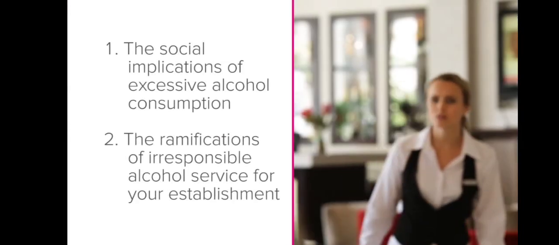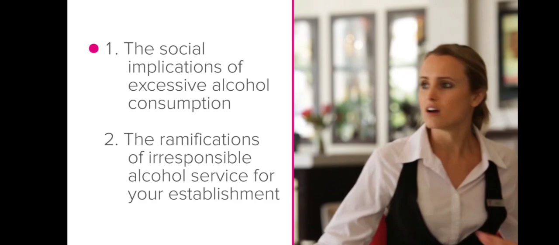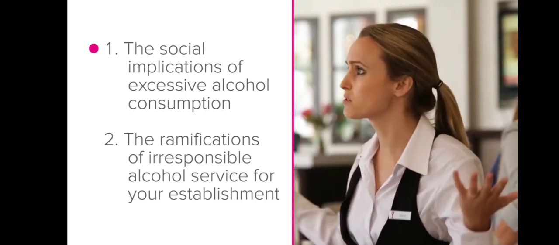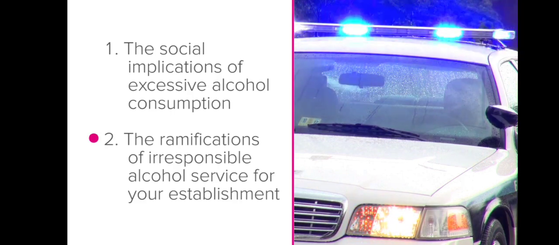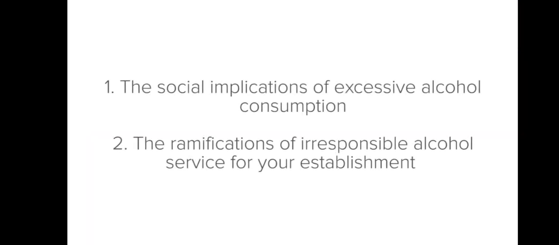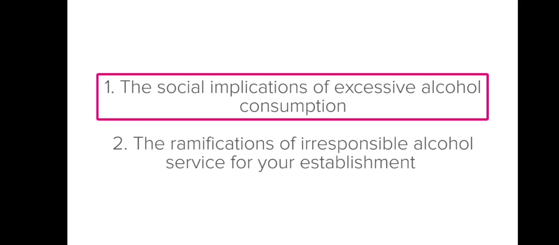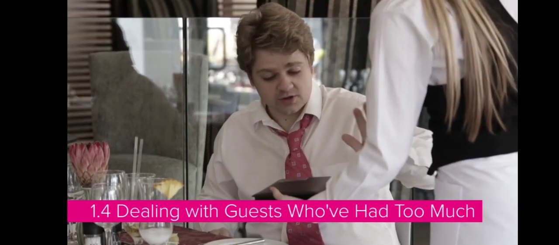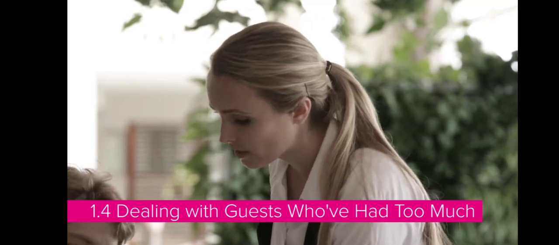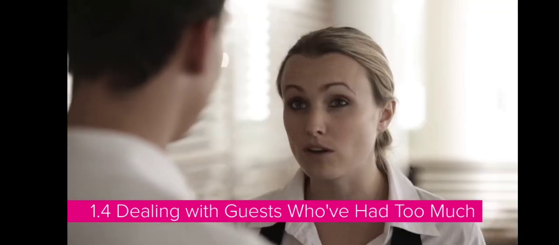To conclude this course, we'll examine the social implications of excessive alcohol consumption and the ramifications of irresponsible alcohol service for your establishment. Let's start by taking a look at the social implications of excessive alcohol consumption. In Lesson 1.4, dealing with guests who've had too much, we looked at how to identify guests who have had too much to drink and the procedures to follow in these situations.